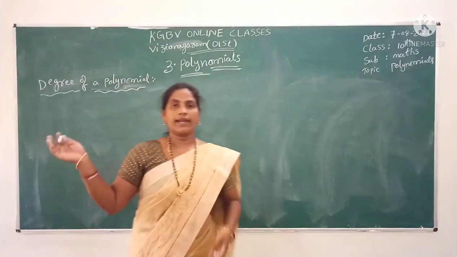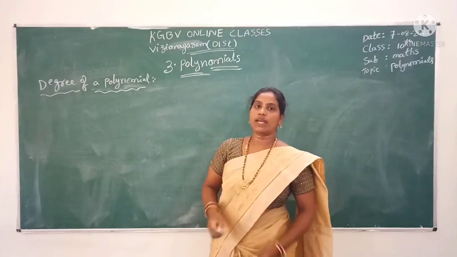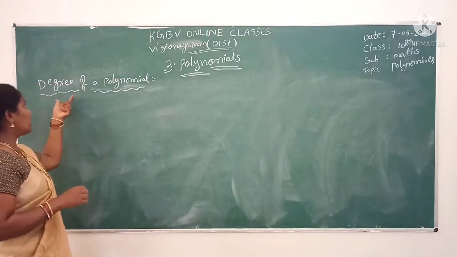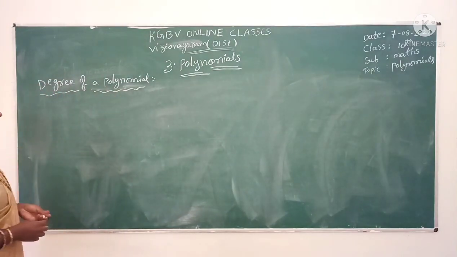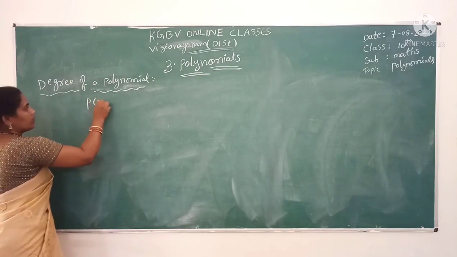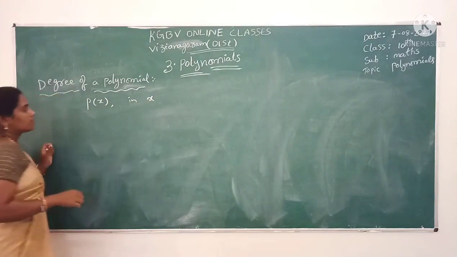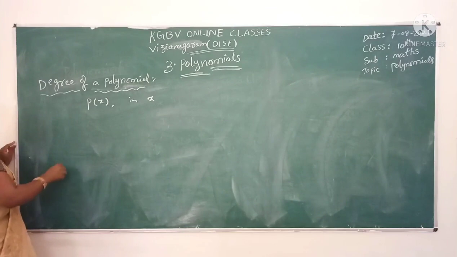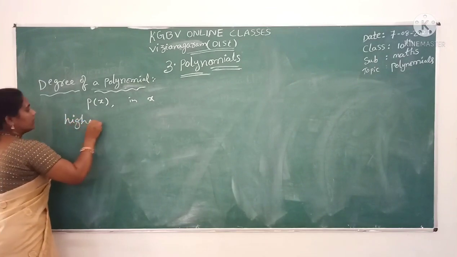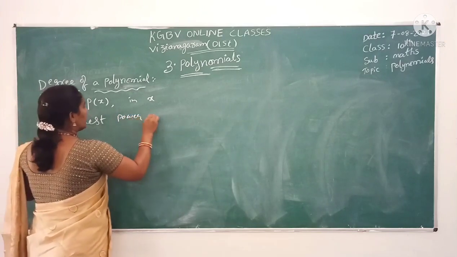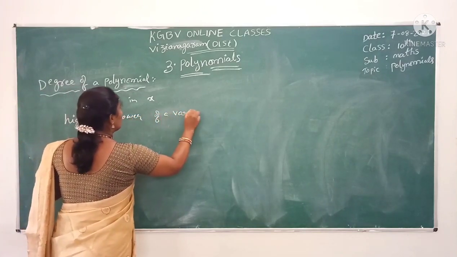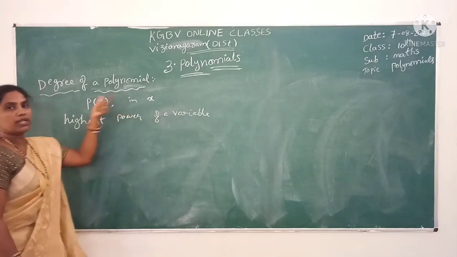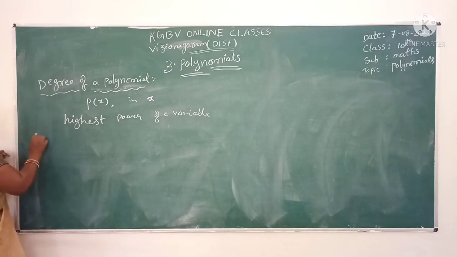We will discuss another important concept, the degree of a polynomial. Recall that in earlier classes we have already learned the degree of a polynomial. If p of x is a polynomial in the variable x, what is its degree? The highest power of the variable is called the degree of the polynomial. Some more examples.